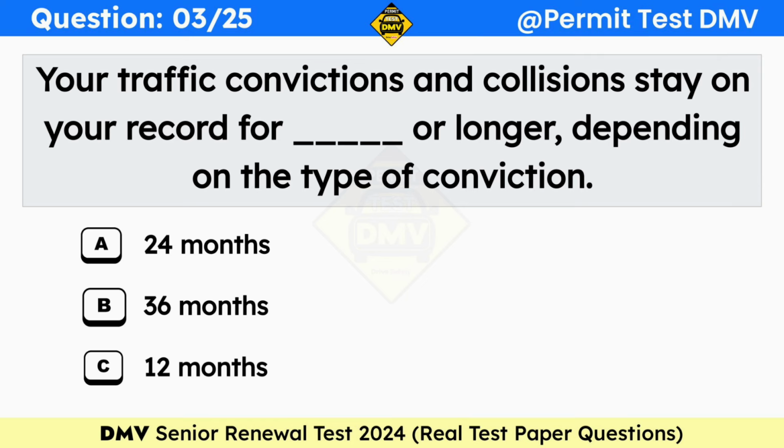Question 3. Your traffic convictions and collisions stay on your record for, or longer, depending on the type of conviction. Option A. 24 months. Option B. 36 months. Option C. 12 months. Correct answer. Option B. 36 months. Traffic convictions and collisions stay on your record for 36 months or longer, depending on the type of conviction. As an adult, your license may be suspended if your driver's record shows one of the following point totals: 4 points in 12 months, 6 points in 24 months, 8 points in 36 months.